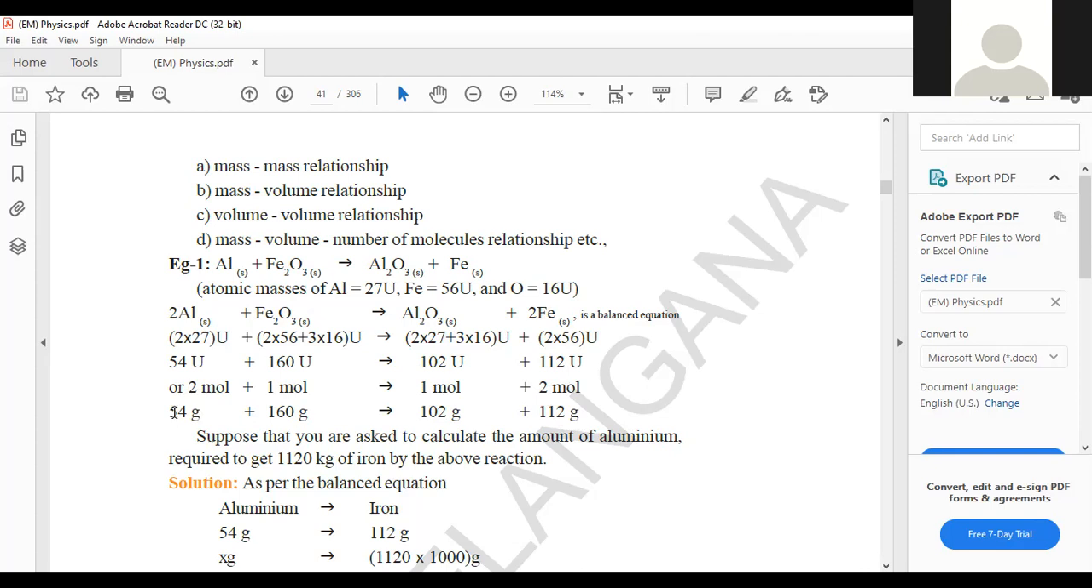Even in the form of grams, you can represent it like 54 grams of aluminium, 160 grams of Fe2O3, 102 grams of Al2O3, and 112 grams of iron can be combined, right? So this is the simple representation of molar ratios from reactants to products.